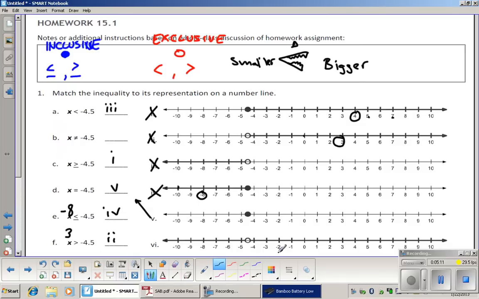So take a look at this guy. Everything is shaded except for this open circle. That means I can choose any number but the open circle. That's what I'm looking for in this guy. Bam! 6. Kind of a tricky problem.